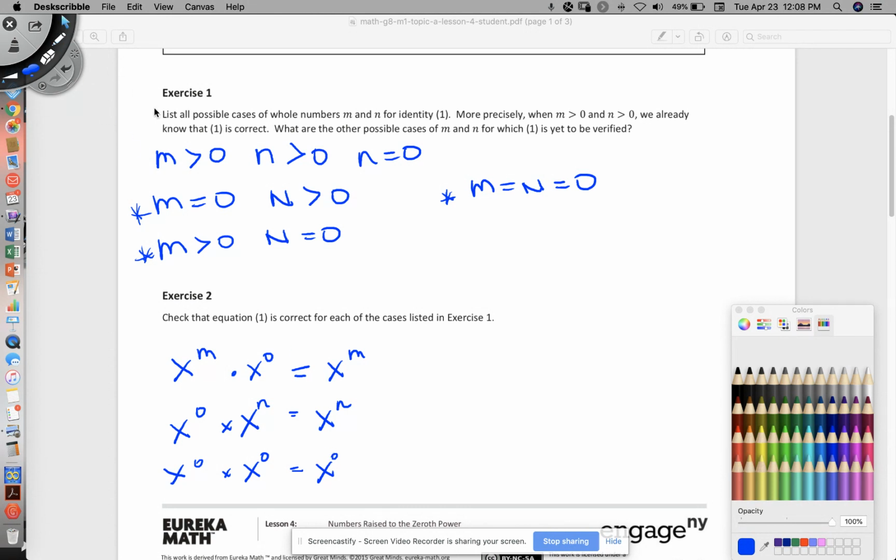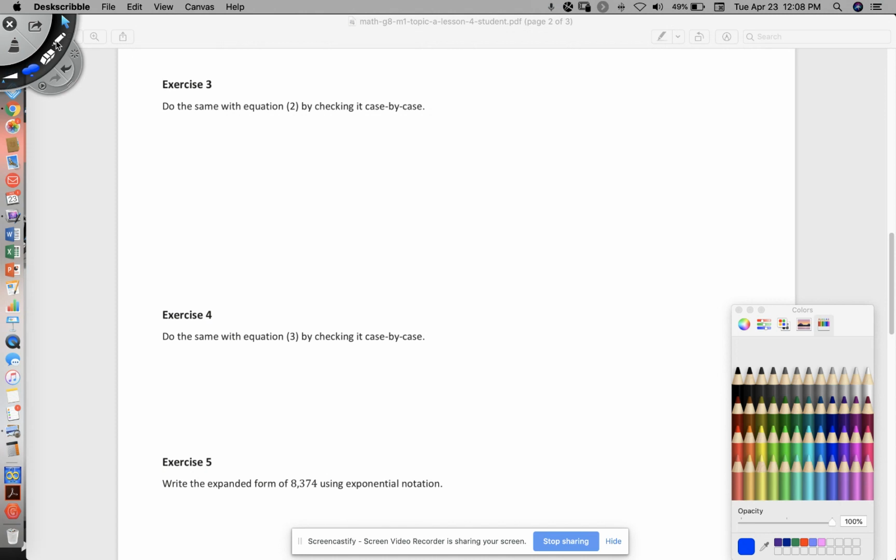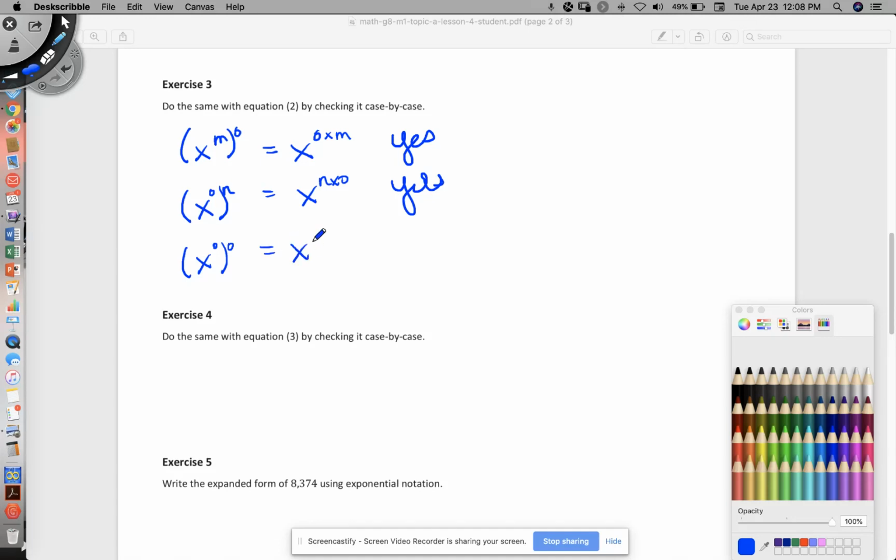All right, so let's do a little bit more practice with these. Exercise 3. Do the same with the equation by checking it case by case. All right, what if we did this? X to the m power raised to the 0 power. What does that look like? Well, that's going to be x and then 0 times m. So would this give you a value of 1? Yes. How about this? X to the 0 power times n. Well, that's going to give me x and then n times 0. Would that give me a 1? Yes. And then finally, what if we did x to the 0 power raised to the 0 power? That's going to be x, 0 times 0. Is that going to give me a value of 1?